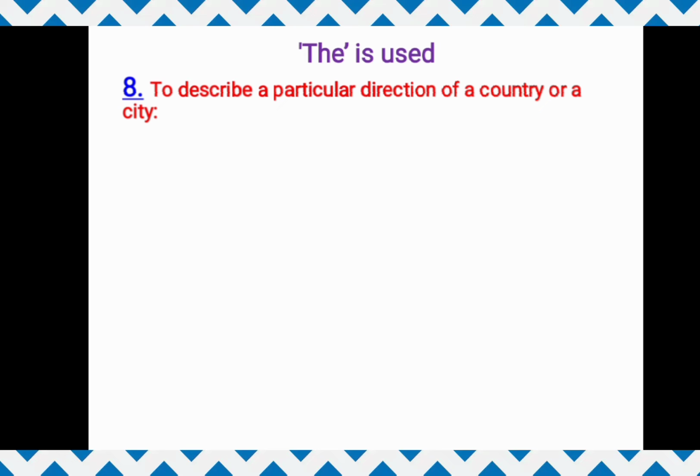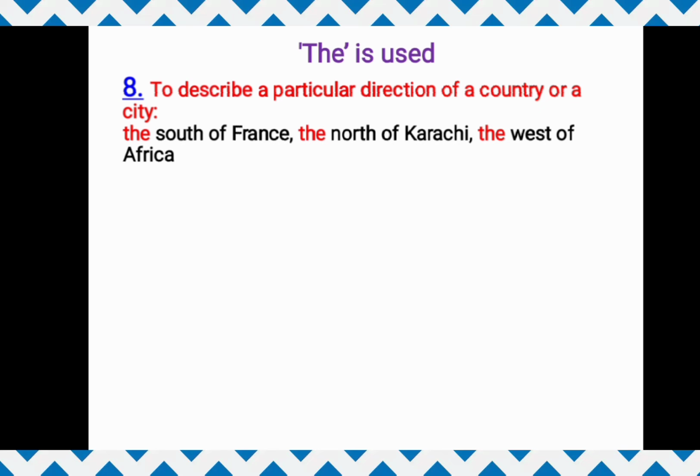That is the eighth use of the definite article "the." "The" is used to describe a particular direction of a country or a city, like the south of France, the north of Karachi, the west of Africa, etc. "The" is used before a particular direction of a country or a city.